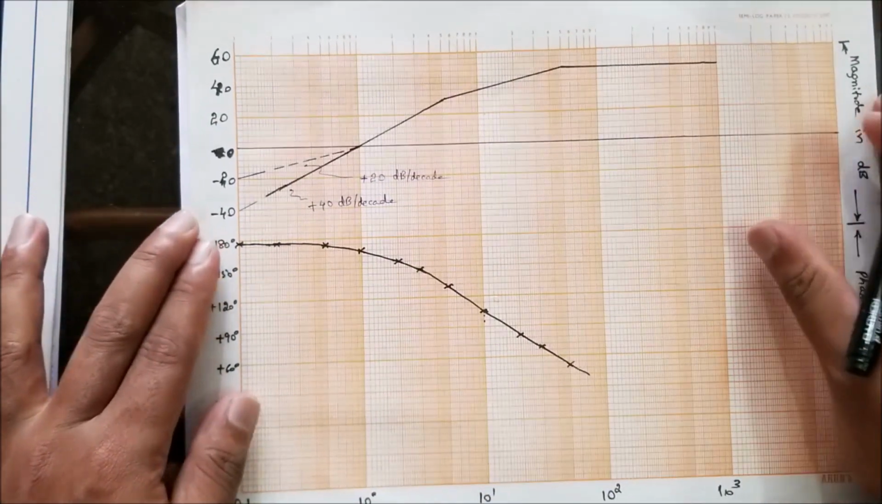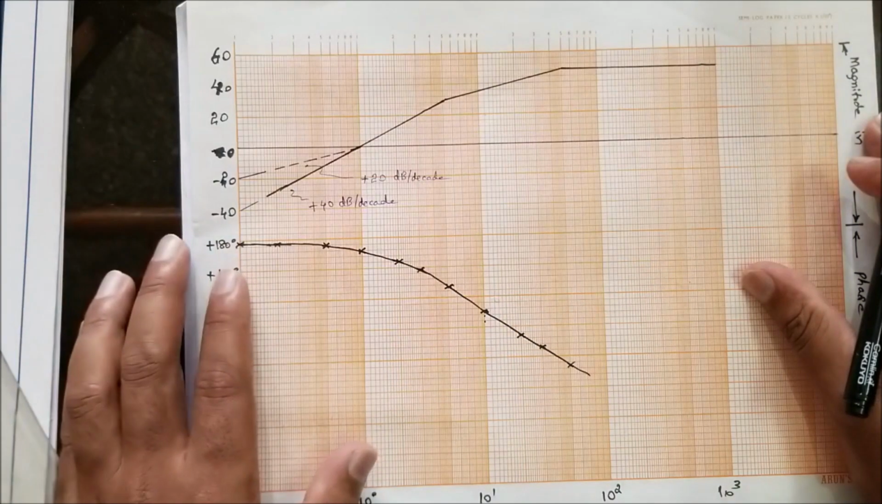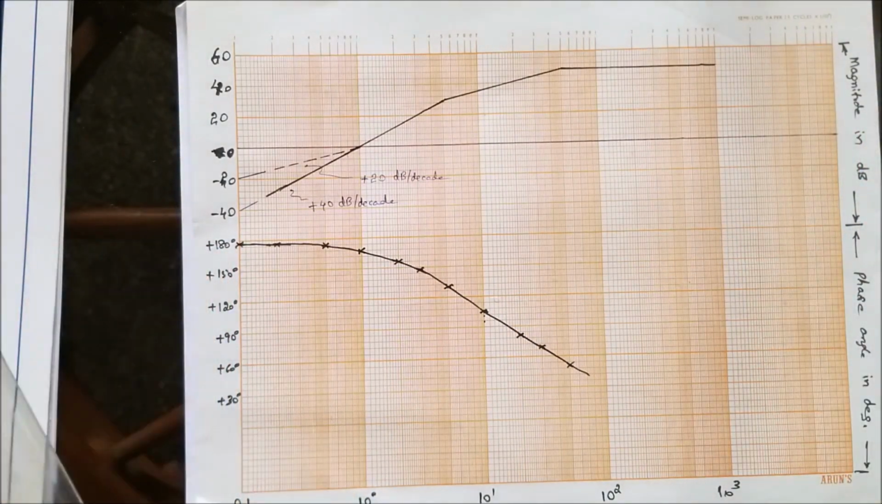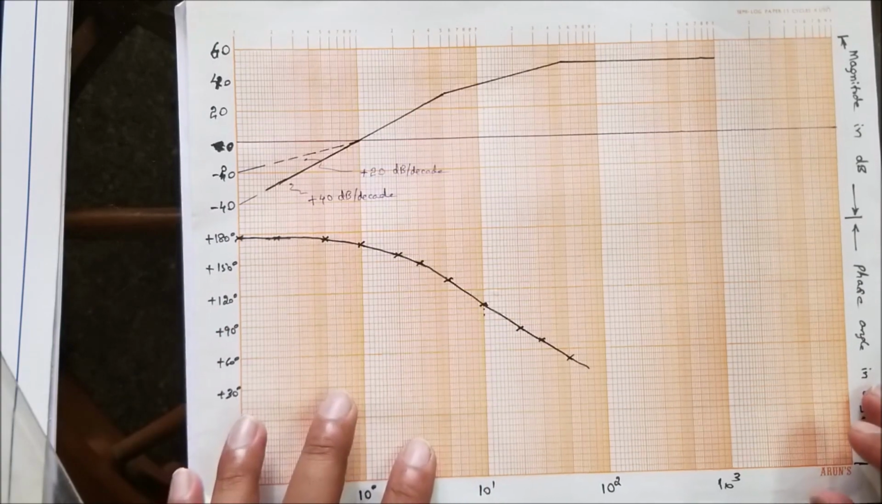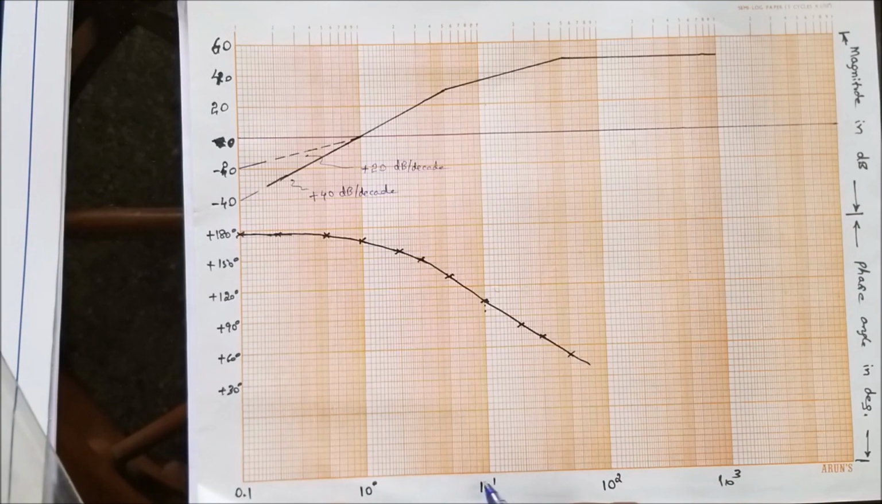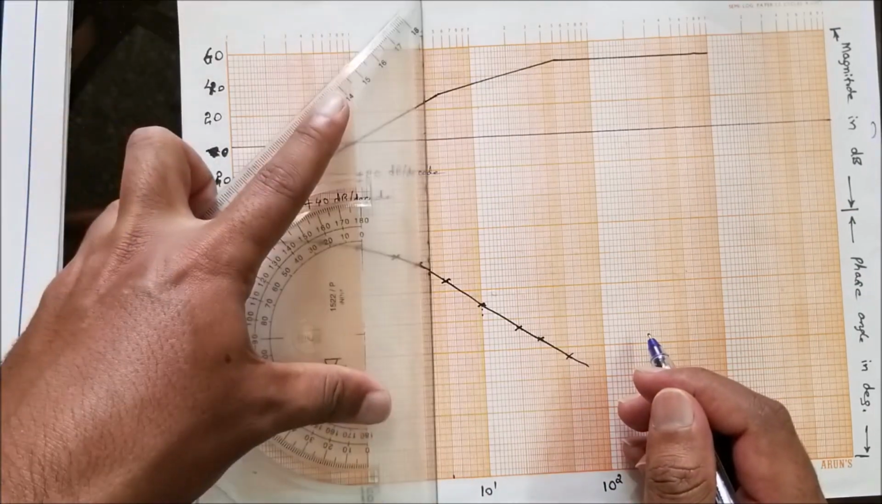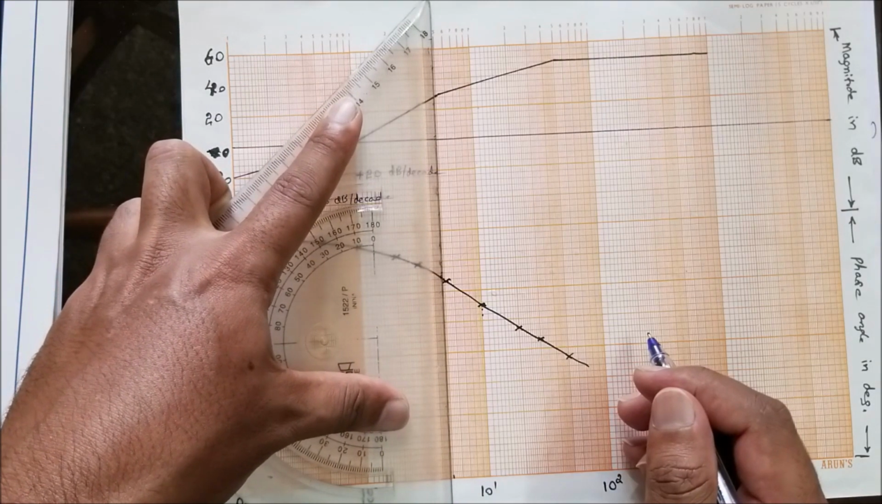He says to find the value of k for which omega gc is 5 radians per second. Choose omega gc as 5 radians per second, as given in the question. Where is 5 radians per second? This is 5 radians per second, correct? So take it as omega gc.